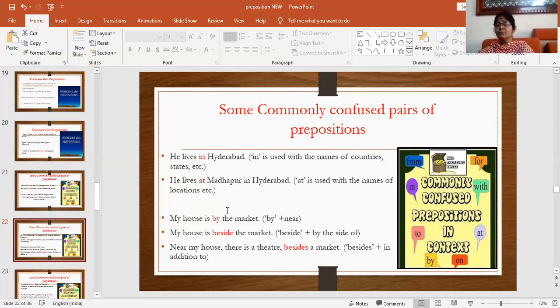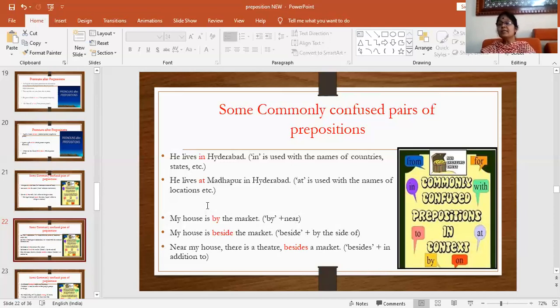There is also again confusion when to use by, beside, and besides, right? We tend to make a lot of errors. So let us learn how to use it in the correct manner. My house is by the market. What is our preposition over here? By. When I say by, that means it is near the market. But again, the sentence I will say, my house is beside the market. When I say beside, it is just by the side of my house, right? Then near my house, there is a theater besides a market.